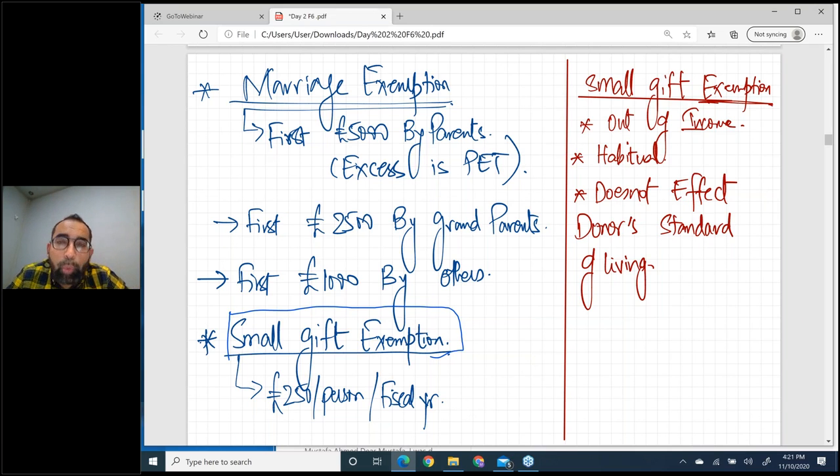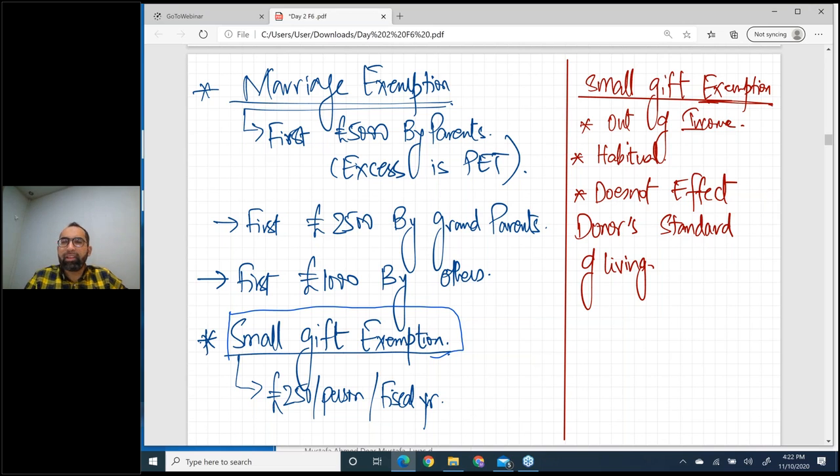In any fiscal year, if you give a gift to anybody less than 250, for example you give your daughter a gift of 200 pounds, or 220 pounds, it's totally exempt. But if the total gifts in one fiscal year to any party exceed 250, then the whole amount is paid, not just the excess. For example, you gifted 320 pounds to your daughter in this fiscal year. So 320 pounds is greater than 250, and now the complete 320 will be treated as PAT. Don't forget. In marriage exemption I used the word excess, but in small gift exemption I use the words complete amount. Complete amount will be taxable.